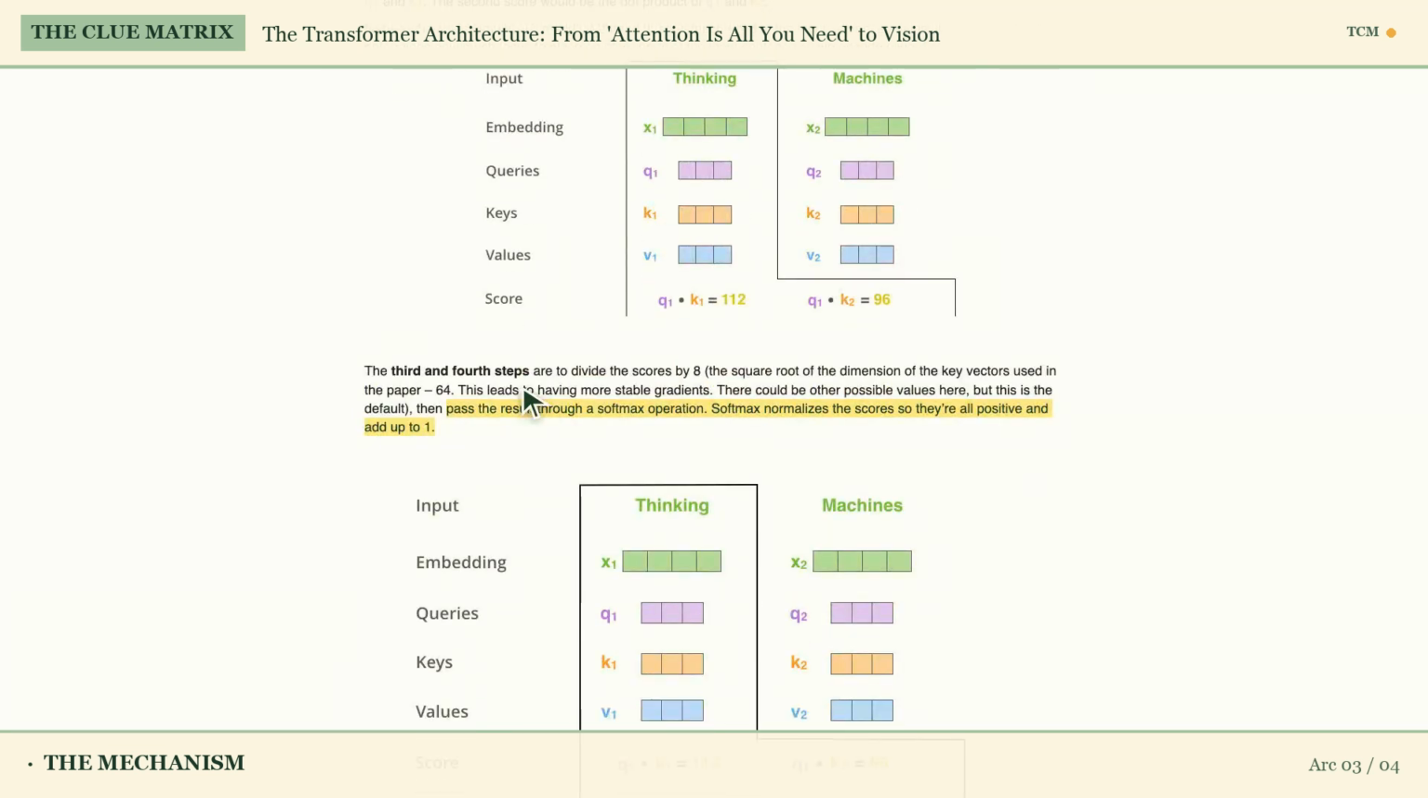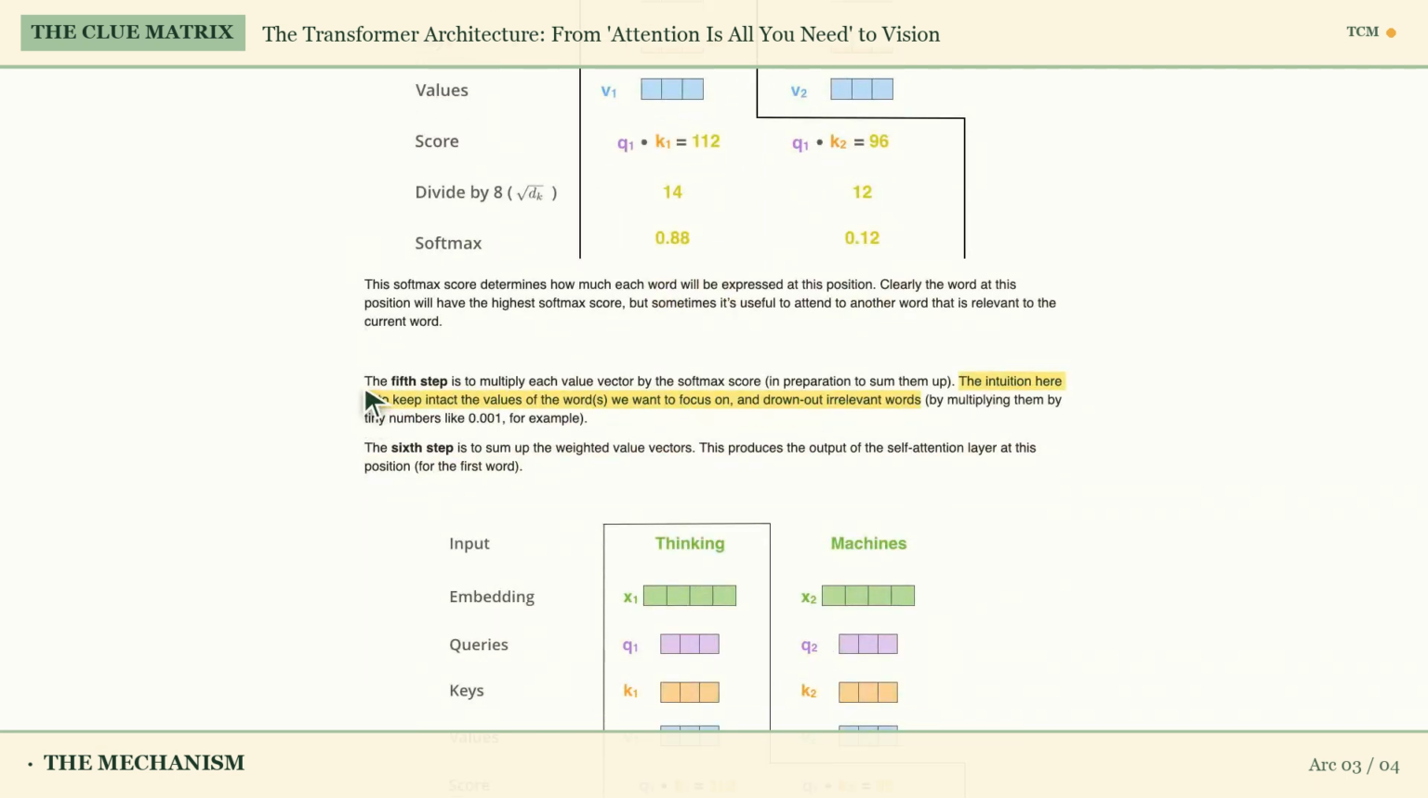After scaling, we pass the result through a softmax operation. Softmax normalizes the scores so they're all positive and add up to 1. These normalized scores become the attention weights. So it's like a probability distribution. If a word is highly relevant, it gets a high score, and a low score for irrelevant words. This makes sense for blending.